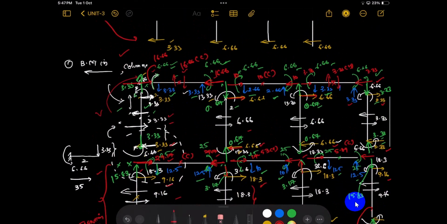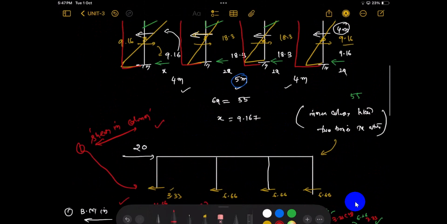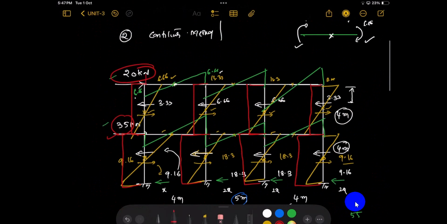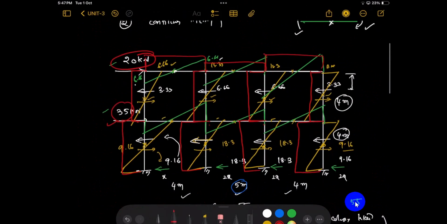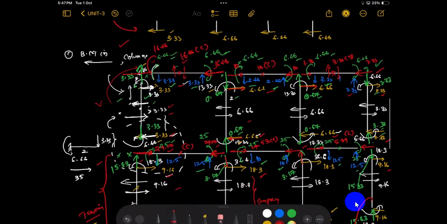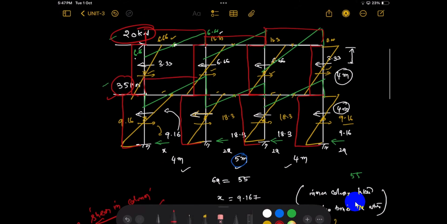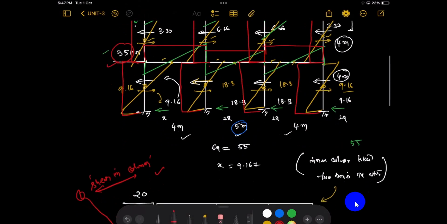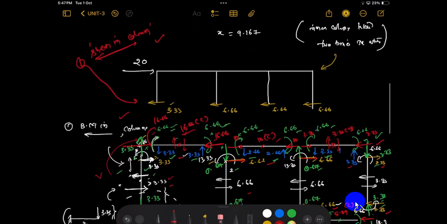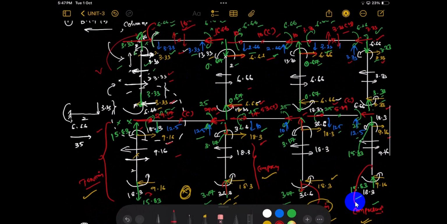That's it. Here shear 3.33, 2.66, 3.33, 2.66, again 3.33. Okay. Here 12.5, 12.5, 10, 12.5, 10. Again it's 12.5. That's it. Axial force, no need to draw an axial force diagram. You can mention it on top in the free body diagram. Then it's over.